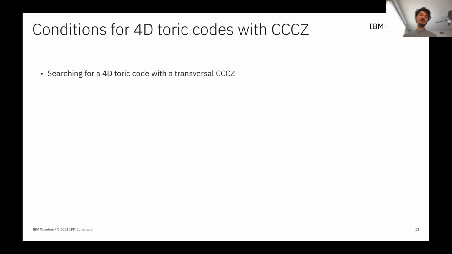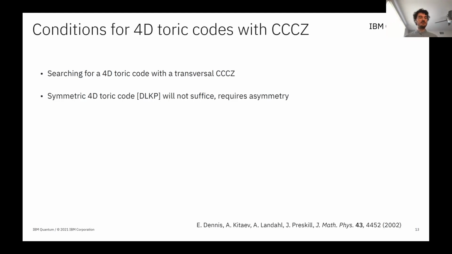Okay, so that was our starting point for our work: we had this foundation of different works, and we know that there's this connection between dimension and logical gates in the Clifford hierarchy. So we wanted to search for a 4-dimensional toric code that had a transversal CCCZ gate, because that's in the 4th level of the Clifford hierarchy. Some of you who might be familiar with the quantum error correction literature, or quantum computation in general, might know about the 4D toric code.